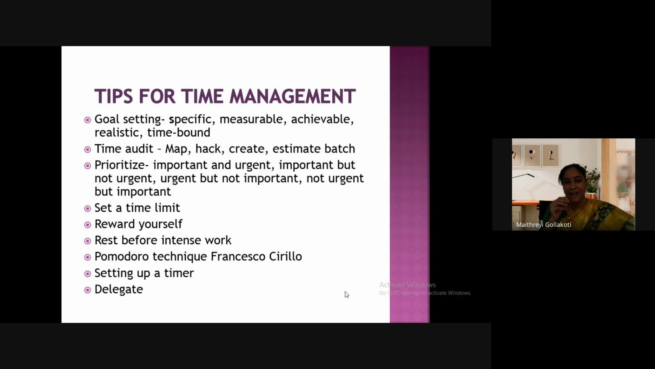Okay. And next, rest before intense work. Sometimes you have a period of exams or a period of revision before exams, which is very intense. And at such times you may have to take extra classes, give extra coaching to the students. So many things will be there. Okay. At such times, you prepare yourself mentally.